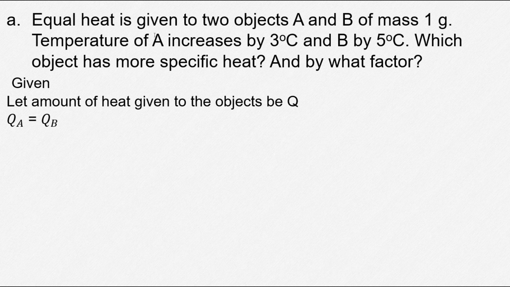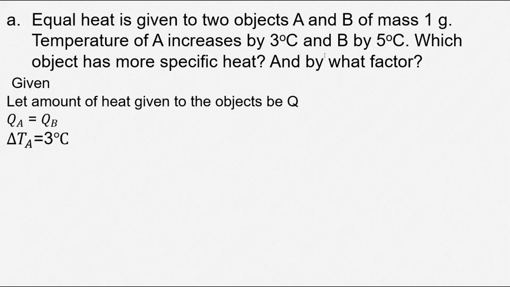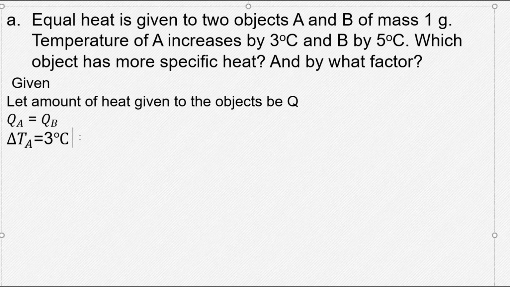Now what is given? Temperature of A increases by 3 degrees Celsius. That means there is a change in temperature, and the change in temperature of A is delta TA. We can write delta TA is equal to 3 degree Celsius. And B by 5 degrees Celsius. That means delta TB is equal to 5 degree Celsius.